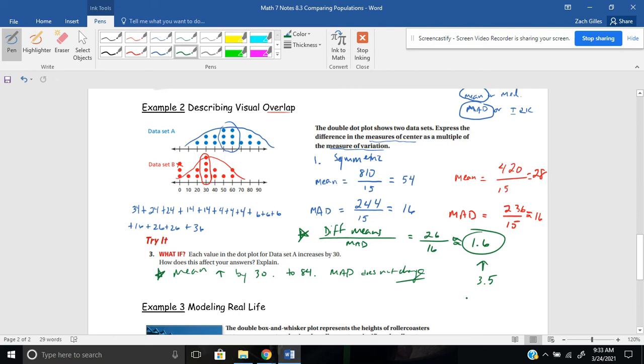So the number is greater, indicating less overlap in the data. I'm going to write that down. The number is greater: 3.5 is greater than 1.6, indicating less overlap in the data. And that makes sense. If all of this were to shift to the right by 30, there would be a lot less of these numbers that would overlap. If we shifted just a little bit more to the left, you'd have almost all overlap. The data points would be very similar.